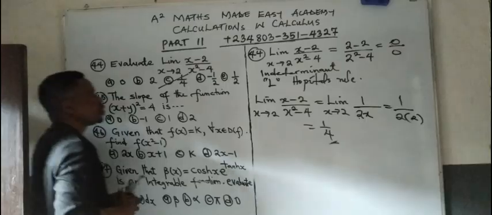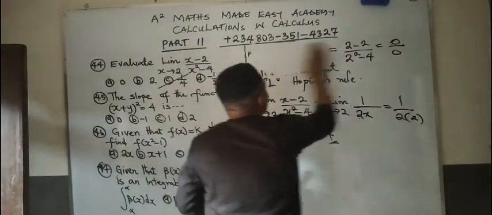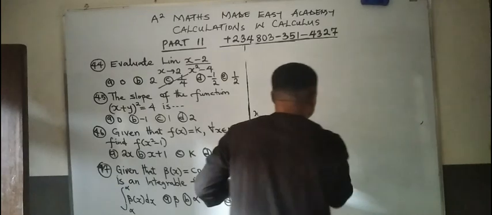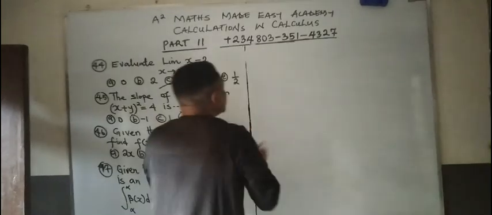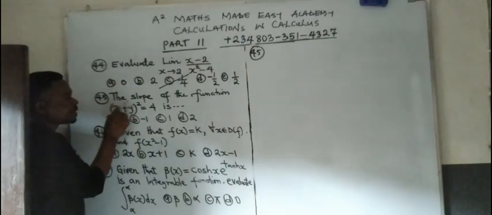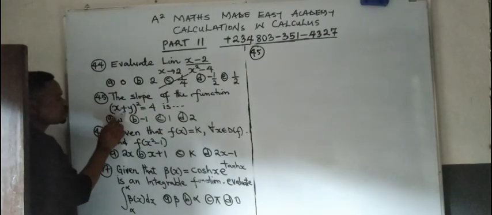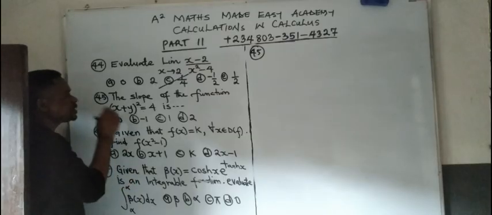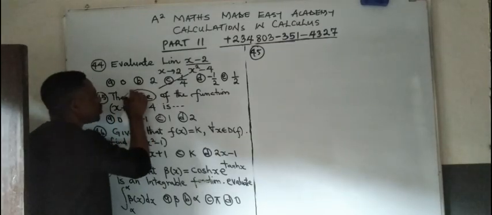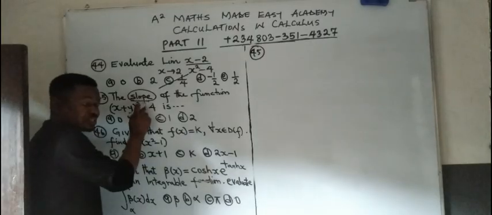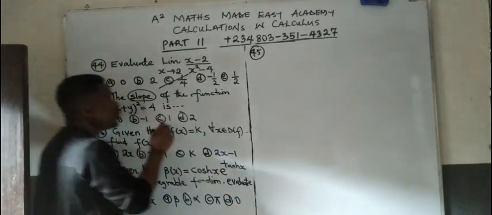Can we now move to question number 45? What did I say? Question number 45. I want you to watch. The question says, look up: the slope of the function x plus y all squared equal to 4 is dash. Anytime you hear the word slope, what should come to your mind is differentiation. Another name for differentiation or derivative is slope.